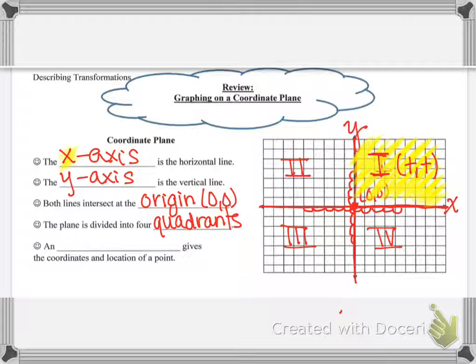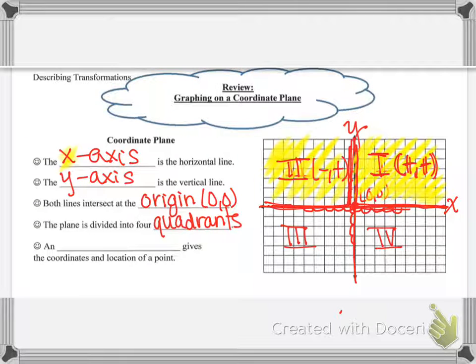Because if we started here at the origin and we moved to the right, that's a positive direction, and then we moved up, that's a positive direction. So going across and then up is going to give us a positive, positive ordered pair. But if we were looking over here in quadrant 2, we would know that these have to be a negative, positive, because we'd be starting here at the origin and moving back in a negative direction from 0, but then we'd have to go up to get a positive in this quadrant.